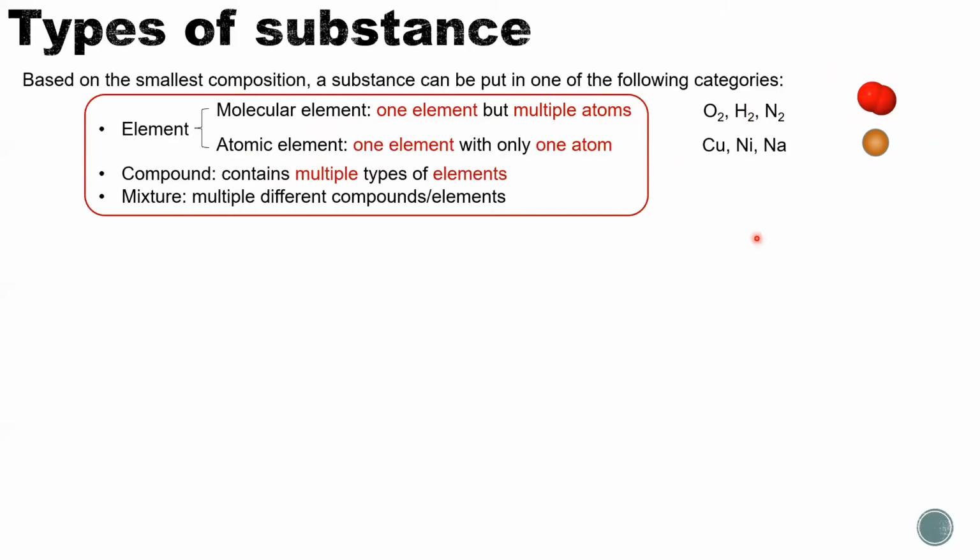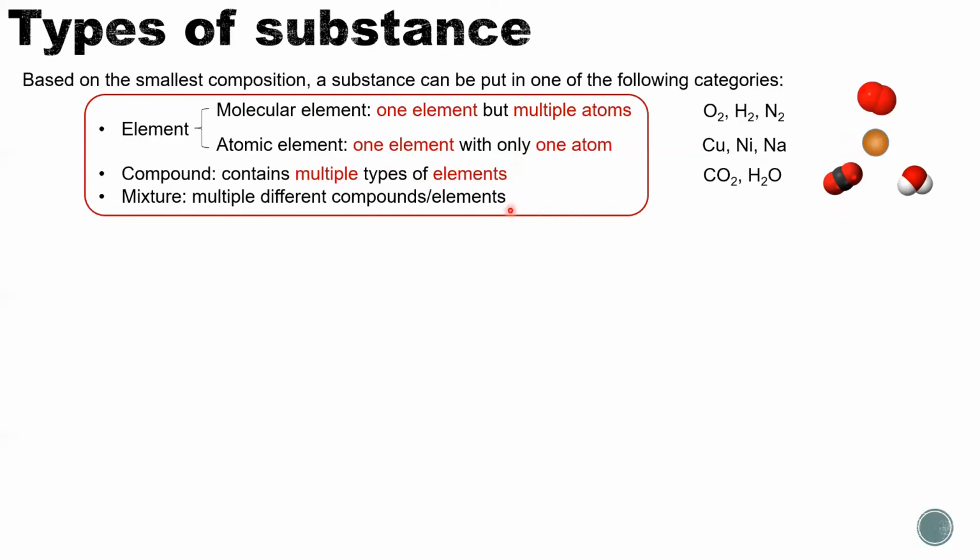Other things, which are more commonly seen in daily life, for example, carbon dioxide, water, oils, contain multiple elements. You can see here, carbon dioxide or water have two different elements in the smallest composition, but they only have one universal smallest composition to represent the substance. So we call these compounds.